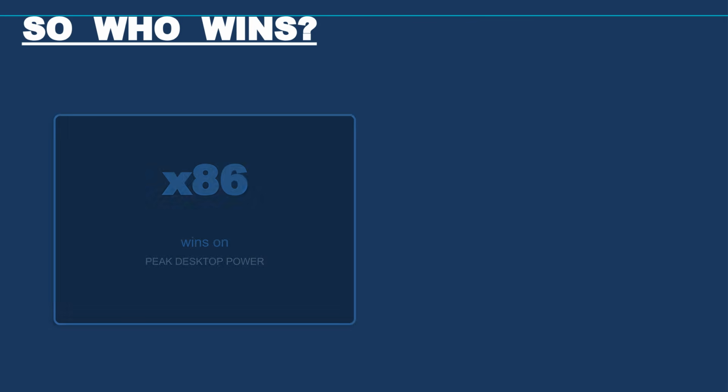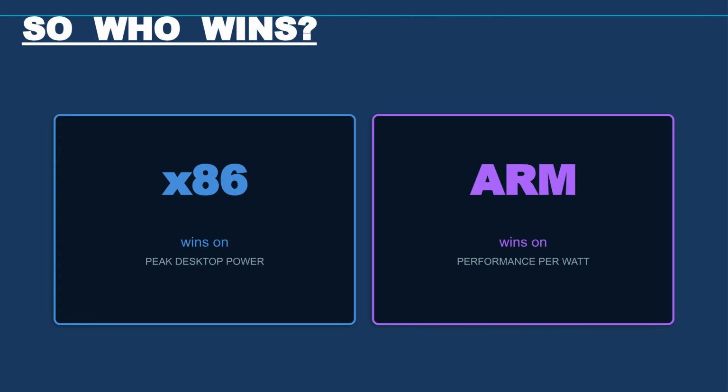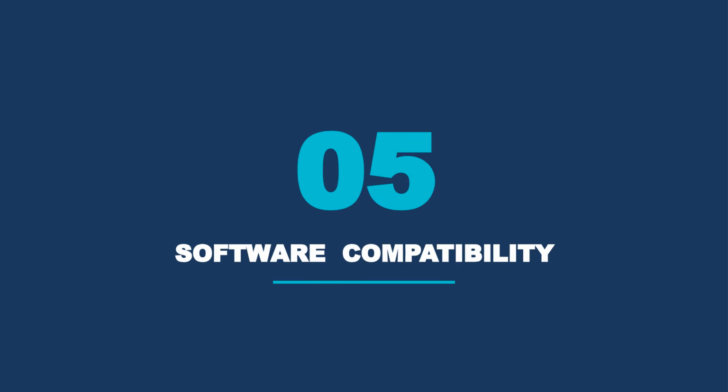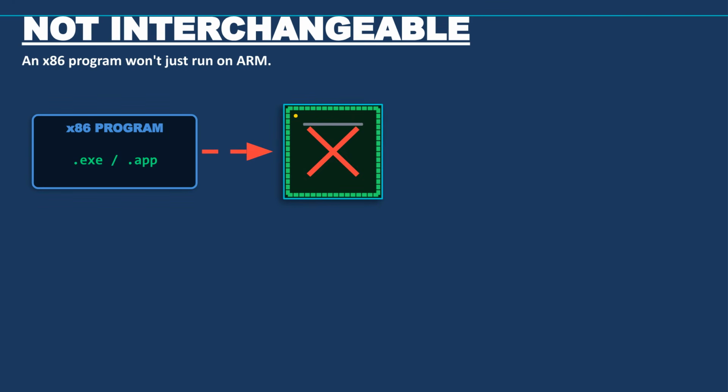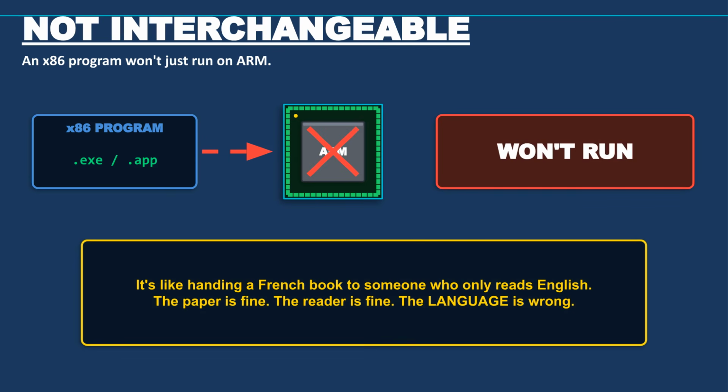So who wins? x86 wins on peak desktop power, ideal for heavy workloads. ARM wins on performance per watt, offering great efficiency. The gap is shrinking every year. Our final topic is software compatibility. An x86 program will not run natively on an ARM chip, or vice versa, because they speak different instruction set languages. It's like trying to read a French book when you only read English.